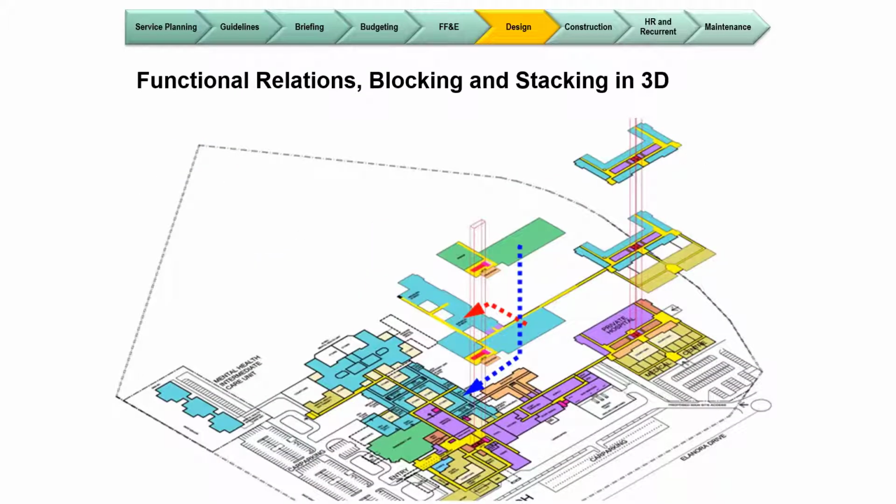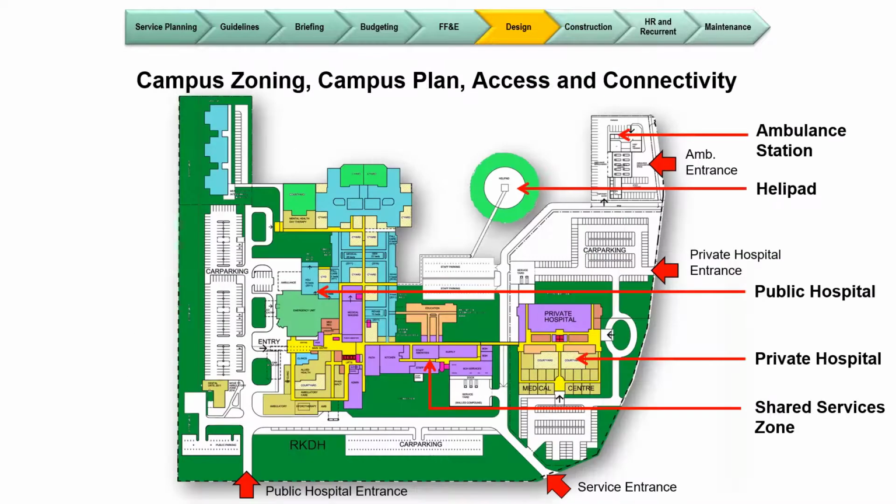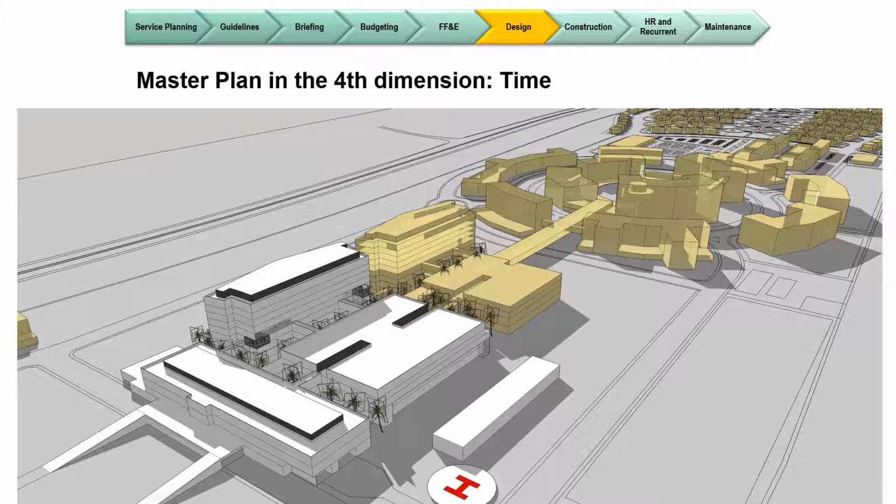We look at the relationship between blocking and stacking and site planning, all the factors that have to be considered: ownership, access, transport, and car parking. We look at the 4th dimension, that is time. That means staging and phasing.